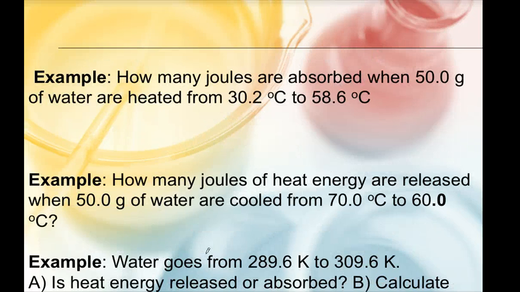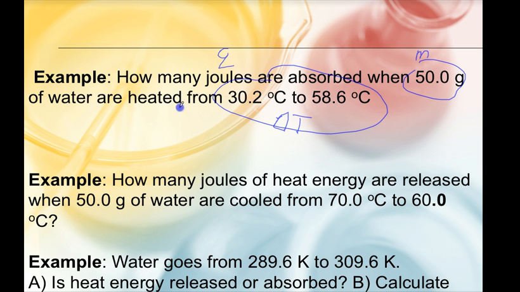So here's an example. How many joules are absorbed? So you have to remember, of course, that if we're looking at joules, joules is going to be Q. You have 50 grams of water, and that is the mass, M. And here, if you look at it, is the change in temperature, delta T. So you're going to subtract 58.6 minus 30.2, and that's going to give you 28.4 as delta T.